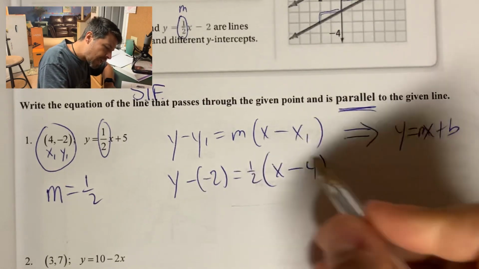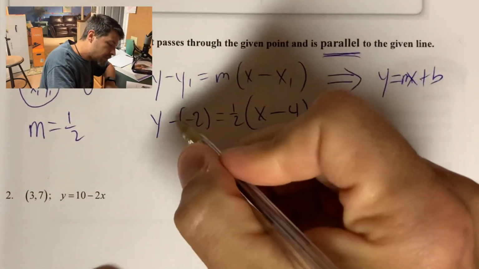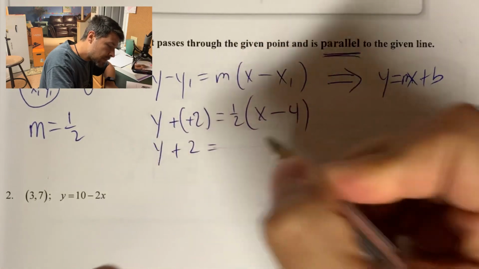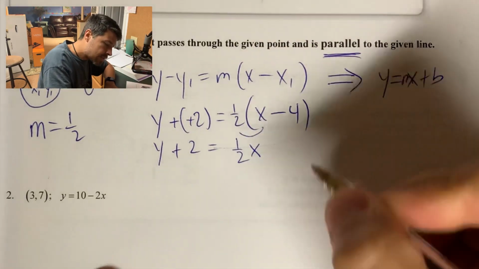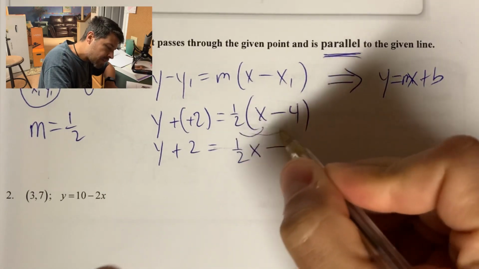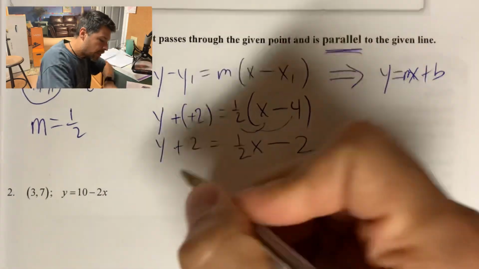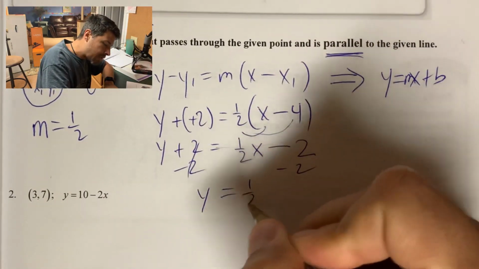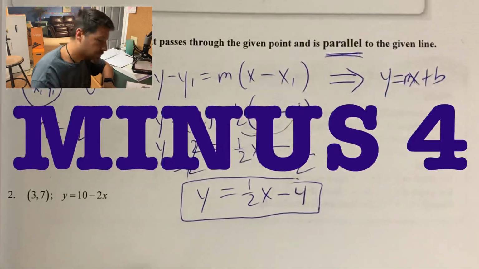So how do we get point-slope form into slope-intercept form? I'm first going to change this to a plus, and then we're going to distribute to get rid of the parentheses. Let's take the 1/2 and multiply it by x: 1/2 x minus 1/2 times 4 is 2. The last thing we have to do to get y by itself is subtract 2 from both sides. And so y equals mx plus b is going to be y equals 1/2 x plus 4.